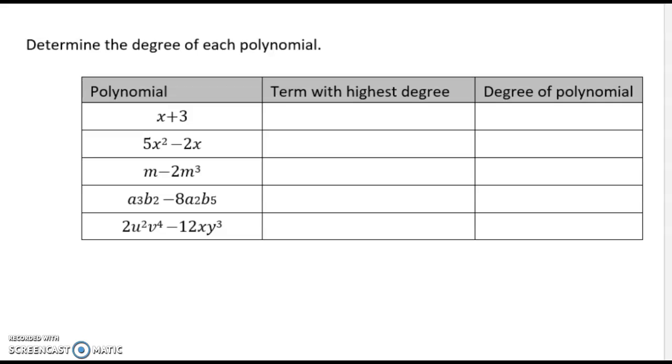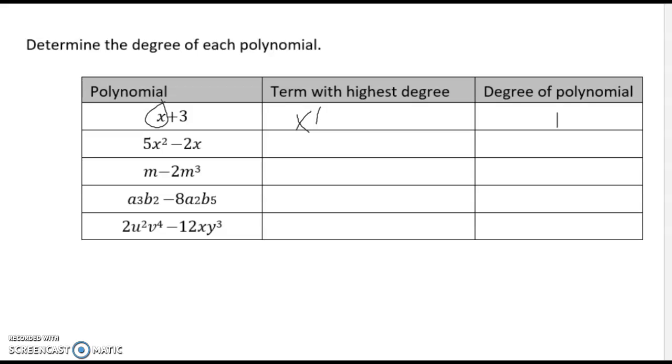So determine the degree of each polynomial. Okay? So term with the highest degree. So if we look here, we look at our x. Okay? And there's no exponent, so it's just a 1. Okay? So x to the exponent 1. And that means it has a degree of 1.